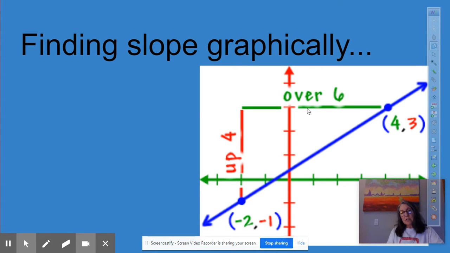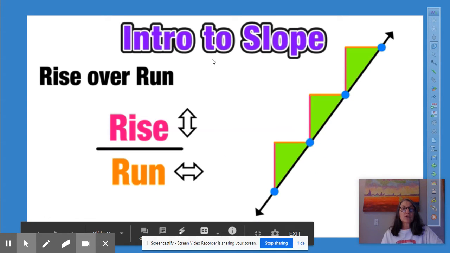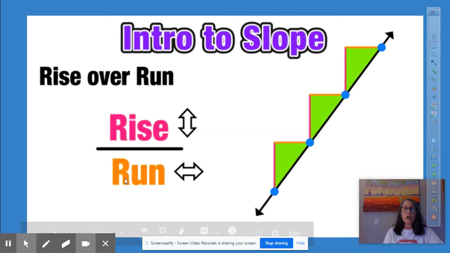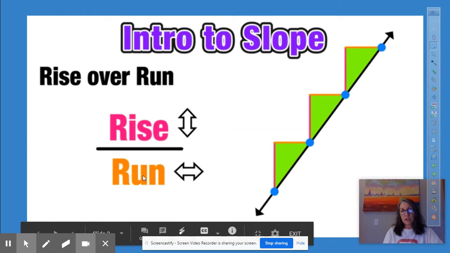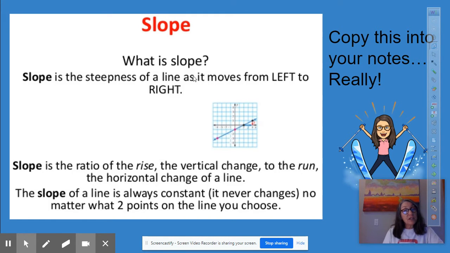And so when we're finding slope graphically, we're literally looking at a graph. And we're looking at how the line changes from one point to another. Slope can be considered as a ratio, the ratio of the rise or the vertical change of a line over the run, which is the horizontal change in the line. We like to make these things we call slope steps to help us really identify this rise, this vertical change, and the run. So slope is the steepness of a line as the line moves from left to right.